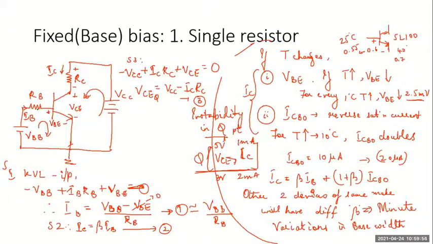So we have used a single biasing resistor. Here RB is known as the bias resistor. RC is your load resistance. We are familiar with this. RC is the load resistance.